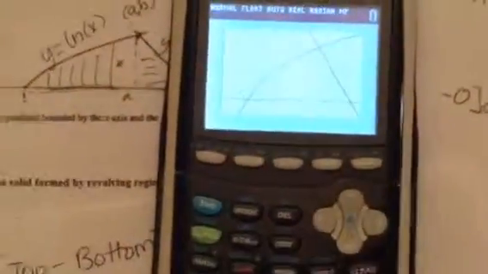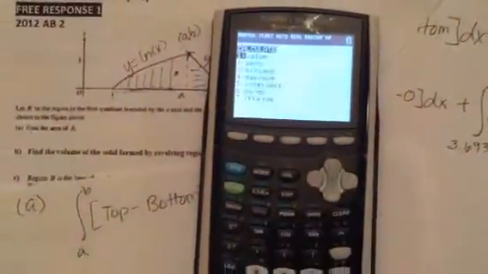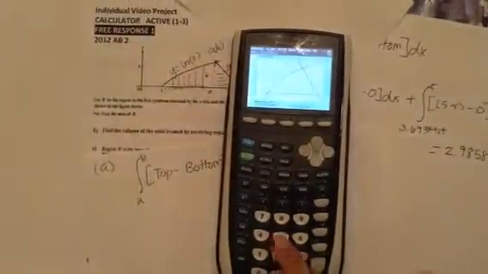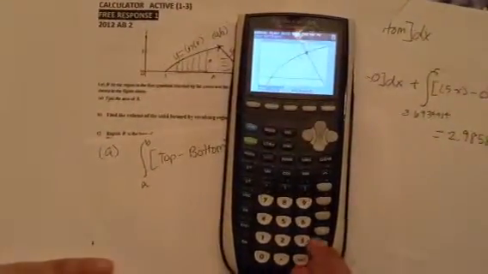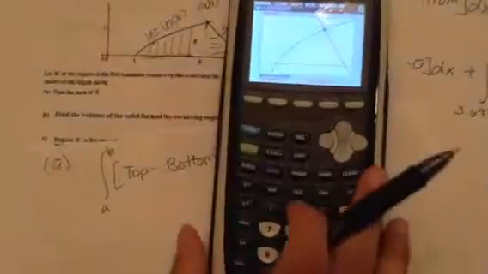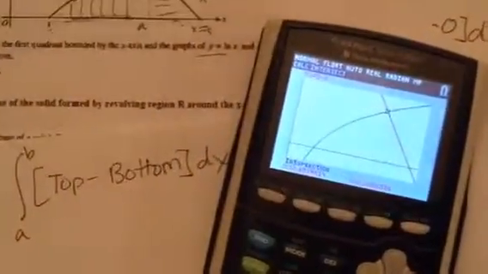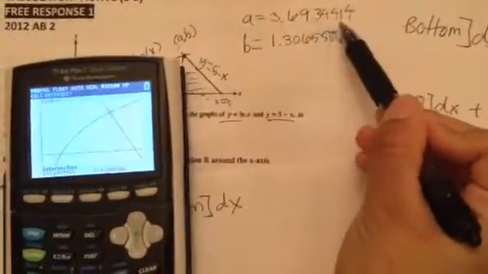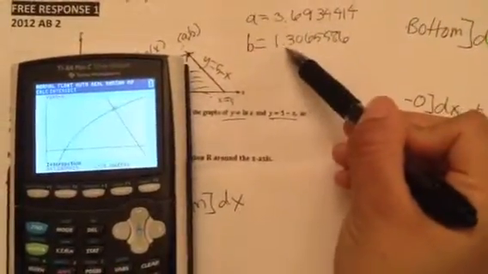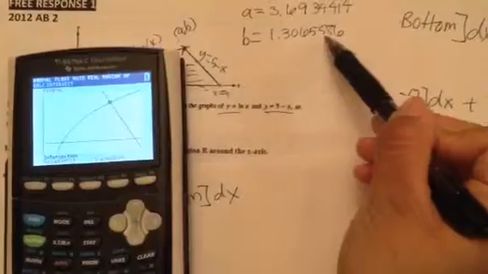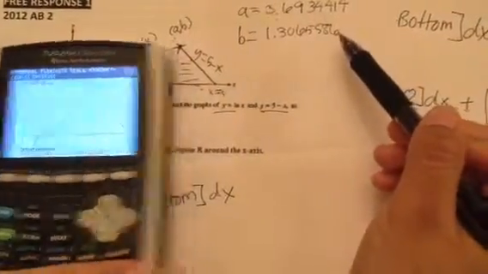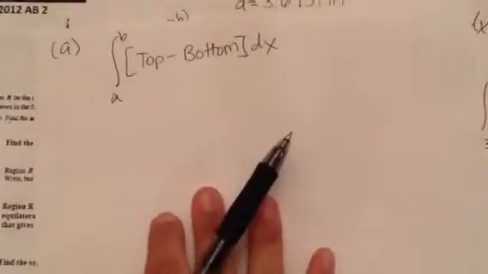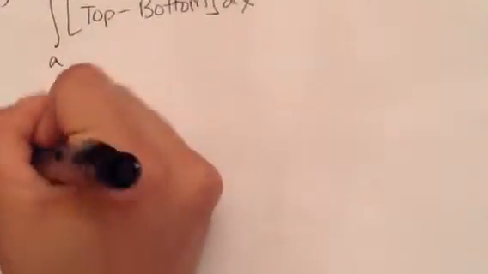So we go back to our calculator and we hit second trace 5 for intersect, and we're going to hit enter 3 times. And we are given our intersection, which in this case A equals 3.6934414 and B is 1.3065586. With that knowledge, we go back to our equation and we just plug in basically.